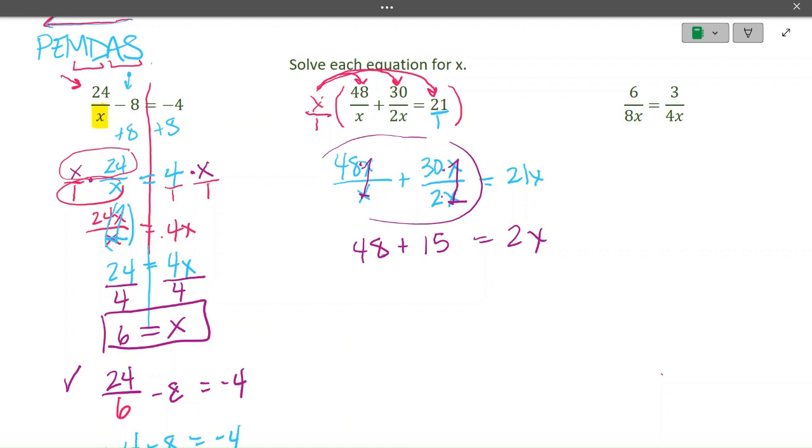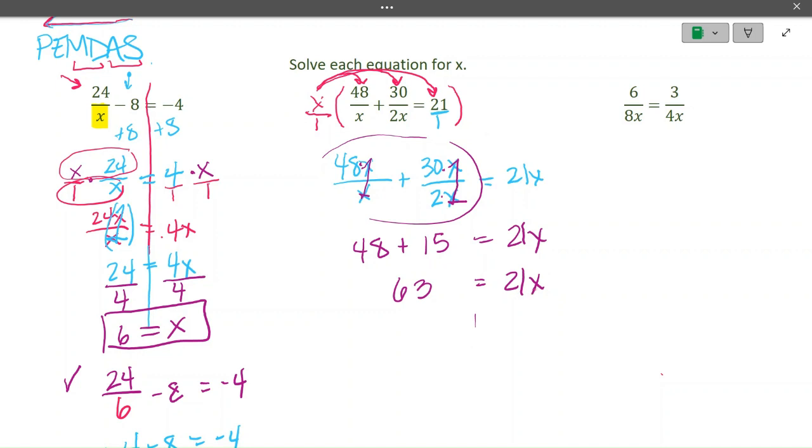So now I'm going to go ahead and add these two numbers together. Oops, I dropped my 21 there. 48 plus 15, if I'm doing this in my head, 48 plus 10 is 58. 58 plus 5 is 63. And that equals 21x. You're going to notice that I'm lining up my equal signs here. Being neat is part of how you are accurate in math. All right, now I have 63 equals 21x.